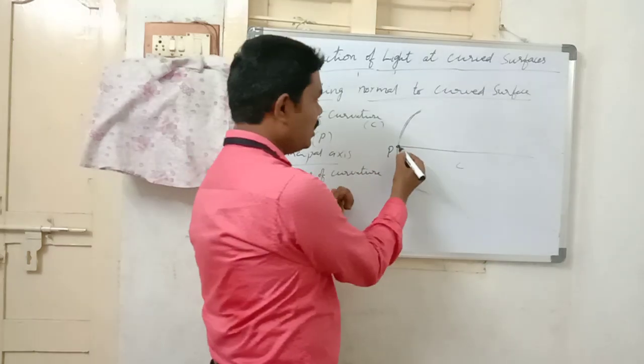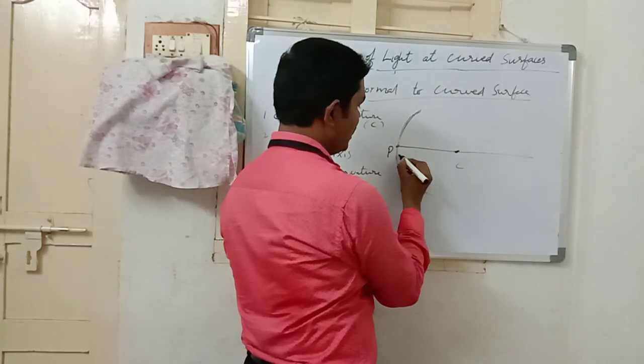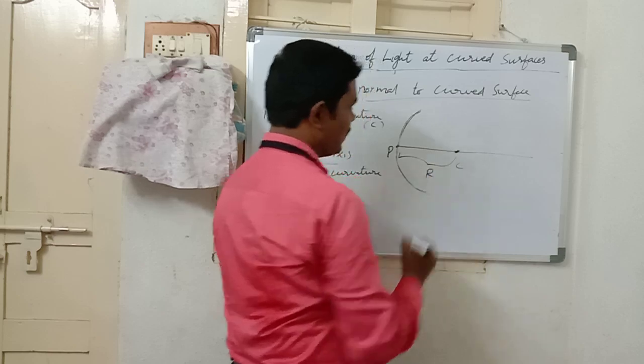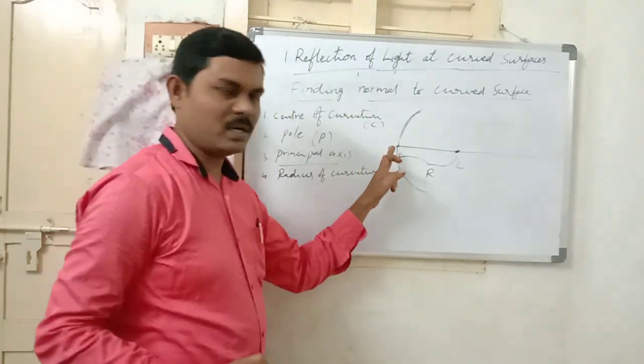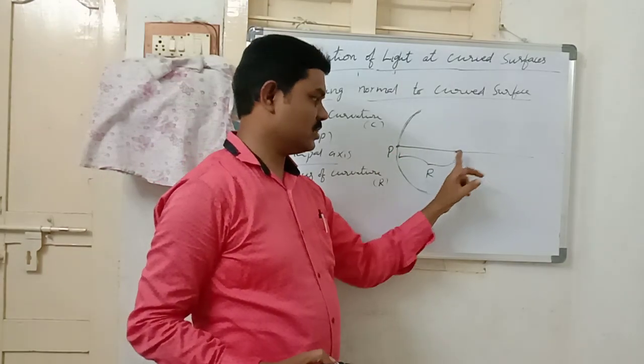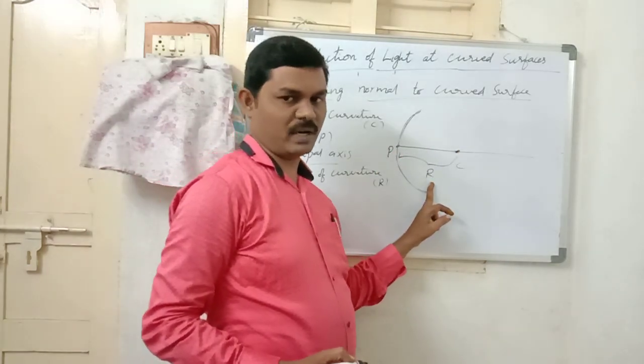The distance between pole and center of curvature is called the radius of curvature. This is denoted by the letter R.